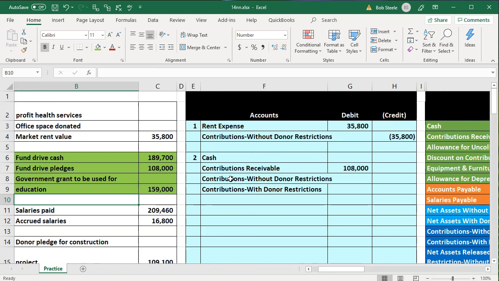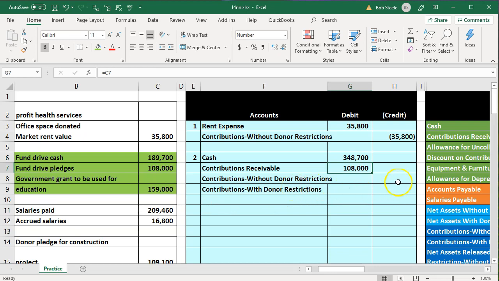And then we've got the government grant to be used for education. So the grant is also going to be increasing cash. However, there's a restriction on it because it has a specific use we need to be using it for. Therefore, the credit is going to go to not just contributions without restrictions, but contributions with restrictions. So therefore, the cash we got is going to be equal to the cash from the drive and the cash from the grant. The receivable is the 108.